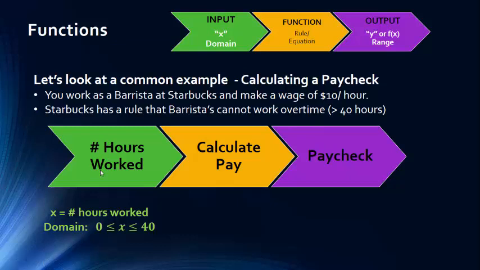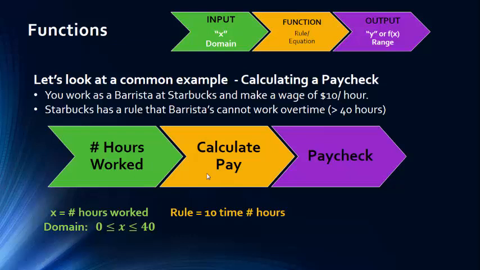Our domain for the input is x has to be greater than or equal to 0 and less than or equal to 40. Now, how do we figure this out? Well, first of all, we cannot work a negative number of hours, and that's often true in a function, so you have to think about what's going on. And then we also had the rule that we're not allowed to have overtime, so we can only work up to 40 hours. So these are the possible values of x that we can put in.